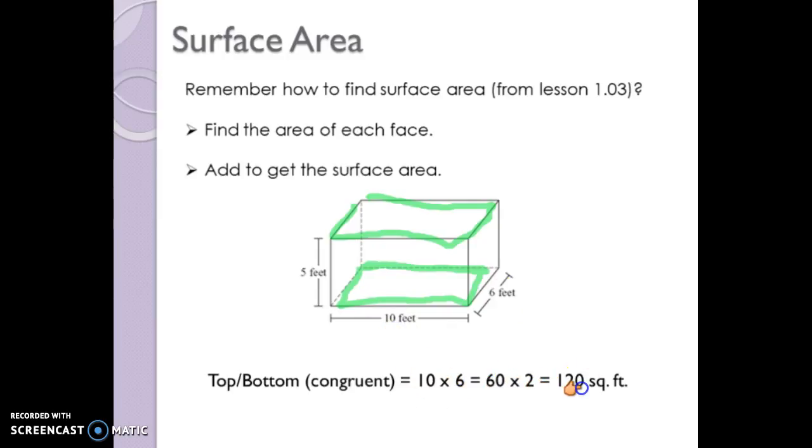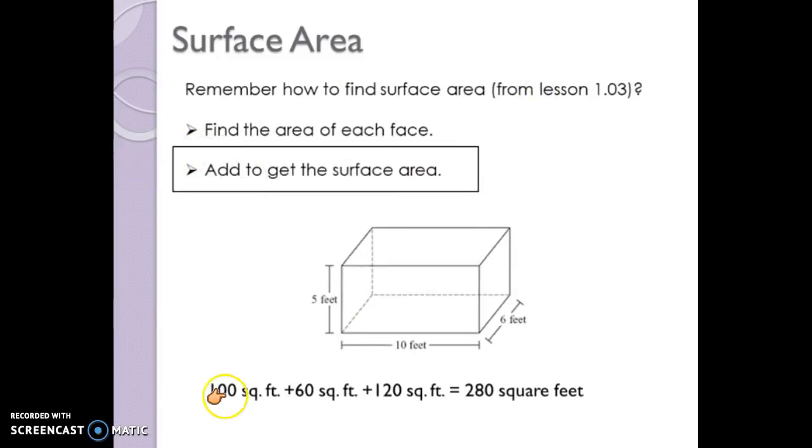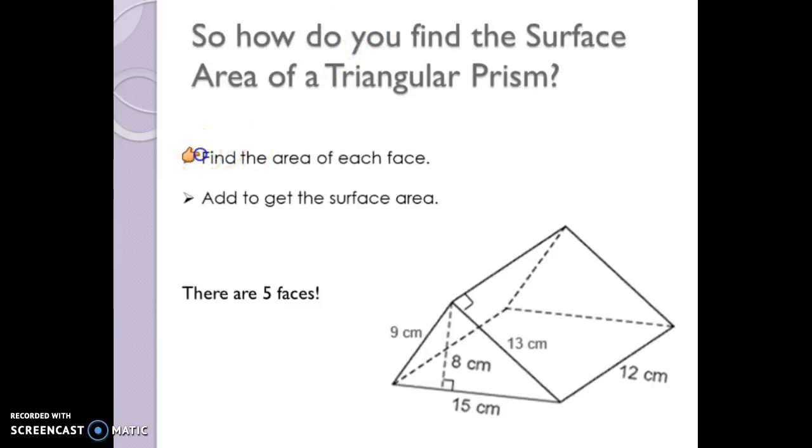60 times 2 equals 120 square feet. And then what do we do? We add them all together. 100 plus 60 plus 120 equals 280 square feet. Okay, so what do you think we're going to do for the triangle? We're going to find the area of each face and add them together to get the surface area.